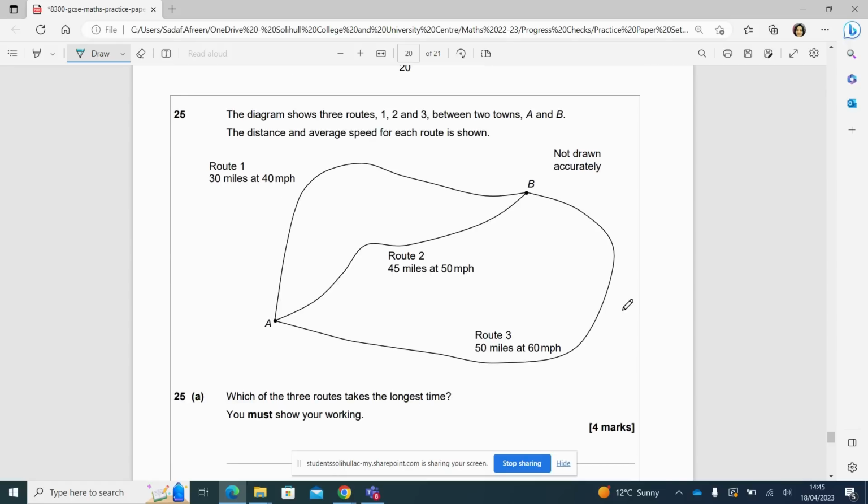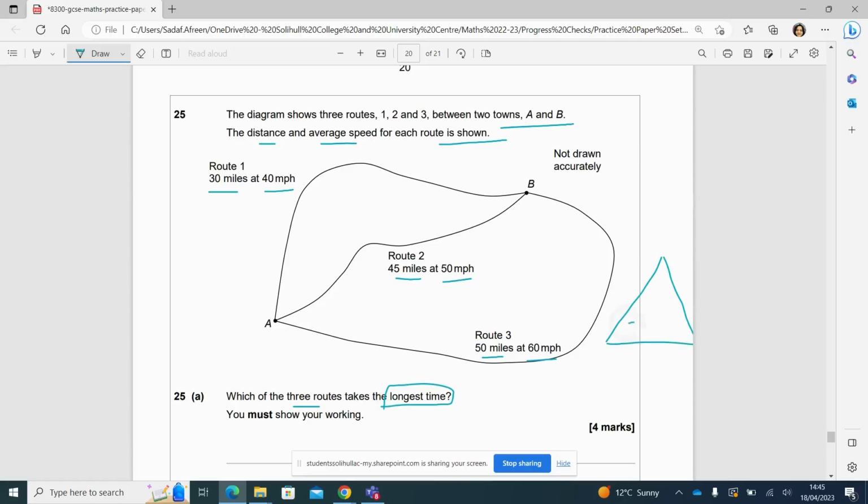Okay, question number 25. It says the diagram shows 3 routes 1, 2, and 3 between 2 towns A and B. The distance and average speed for each route is shown. Route 1 is 30 miles at 40 miles per hour. Route 2 is 45 miles at 50 miles per hour. And Route 3 is 50 miles at 60 miles per hour. Which of the three routes takes the longest time? So we need to work out the time.